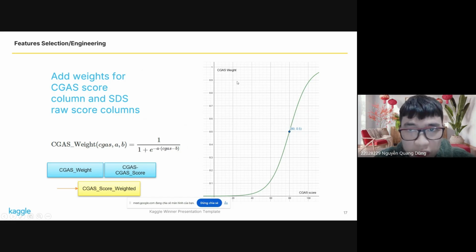So here is the plot of CGAS weight. As we can see, when the CGAS score is closer to 80, the curve becomes steeper. This means the weight for the CGAS score changes more, enhancing its ability to aid in classification. After we get the CGAS weight, we multiply it with the CGAS score to get the new feature, CGAS score weighted. The same technique is applied to the sleep disturbance score, resulting in SDS score weighted.